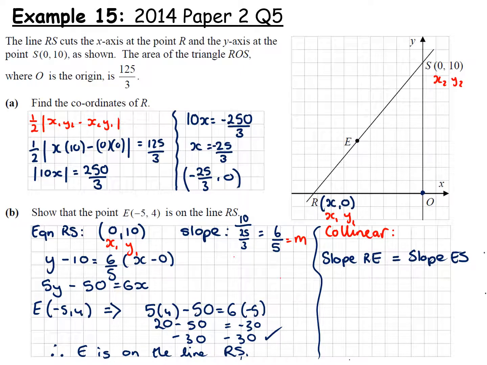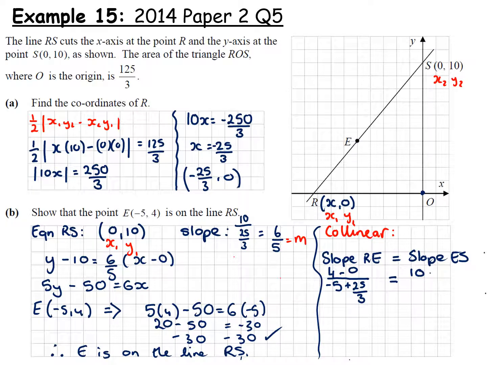So if we want to get the slope of RE, in this case it's better to use y2 minus y1 over x2 minus x1 and so on. So y2 minus y1 over x2 minus x1, so that's 25 over 3. And you want to see, is that equal to the slope of ES?